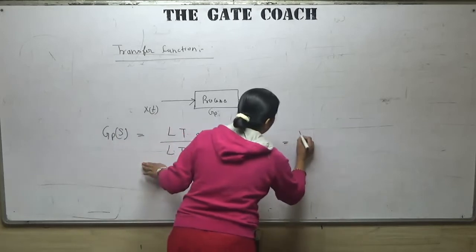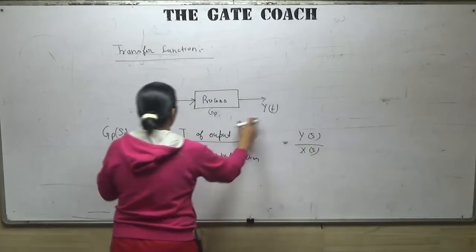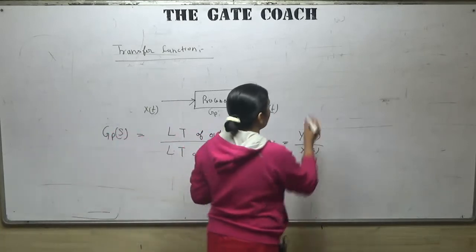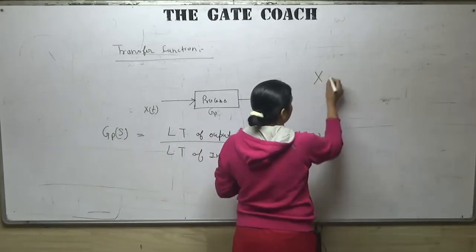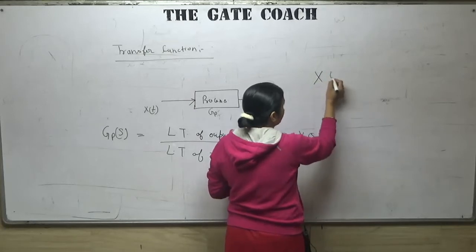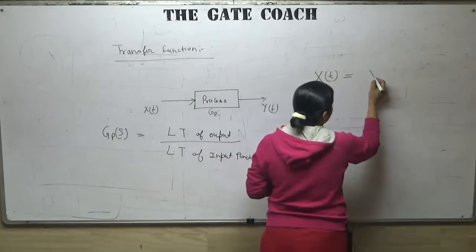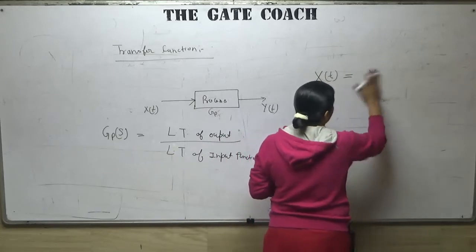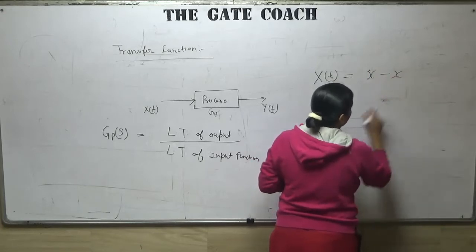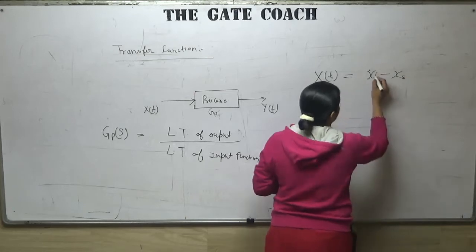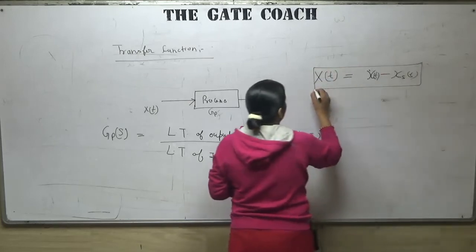That is Y(s) upon X(s), and that Y and X should be in the deviation form. What is the deviation variable? Deviation variable is represented by the capital letter, and it is defined as the difference between the process condition at any particular time minus the process condition at the steady state condition. This is the deviation variable.